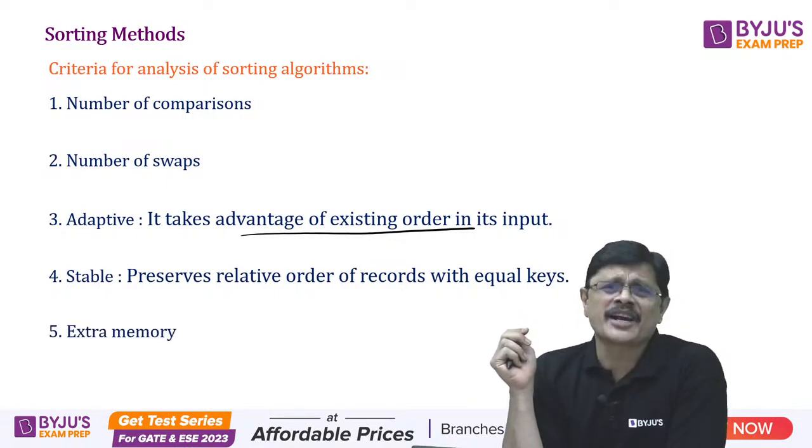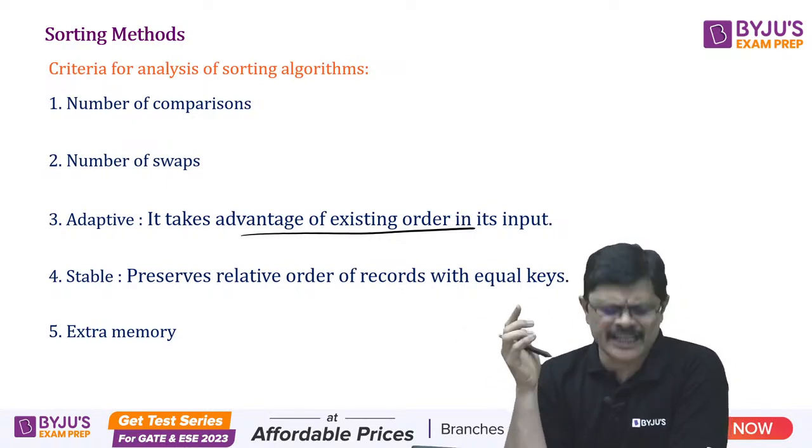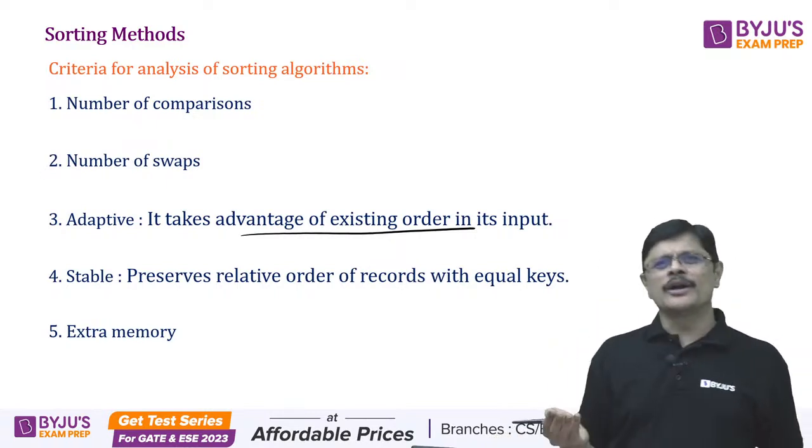And the final is extra memory. Suppose if you take extra memory, then you call it as non in place. Suppose if you don't take extra memory, that is theta 1, then you call it as in place, my dear friends.